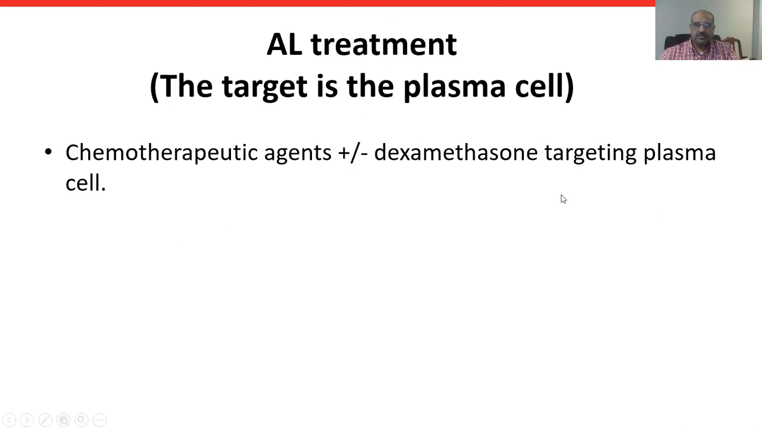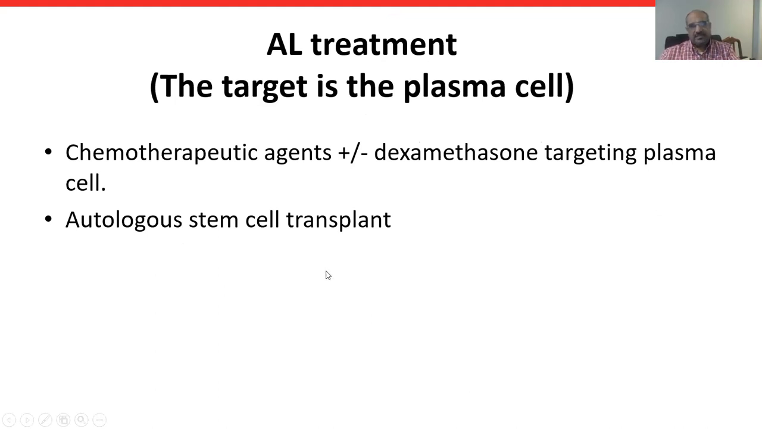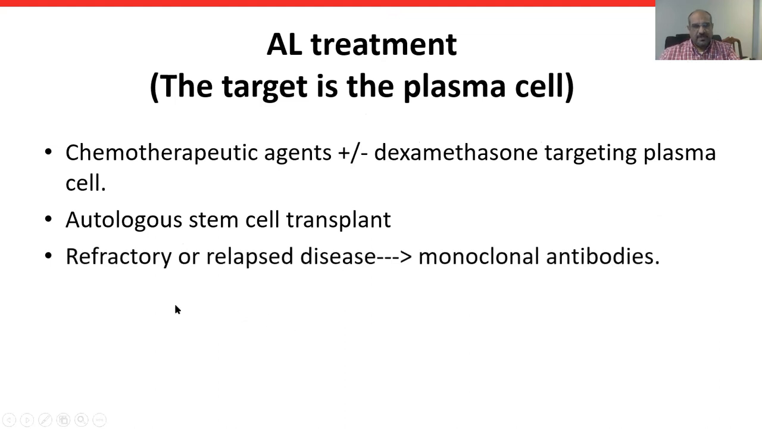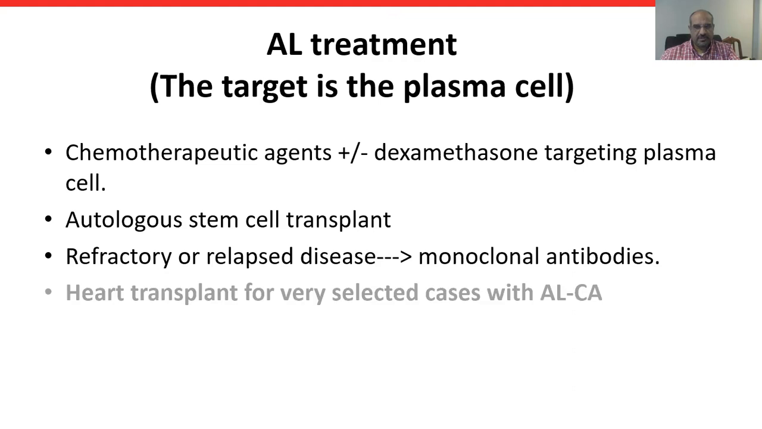Dexamethasone to treat the plasma cells. Autologous stem cell transplant is very effective in patients with AL amyloid. But if there are refractory or relapsed cases, you might give monoclonal antibodies, which have a role in treating those patients. Heart transplant is for very selected cases with AL cardiac amyloid.